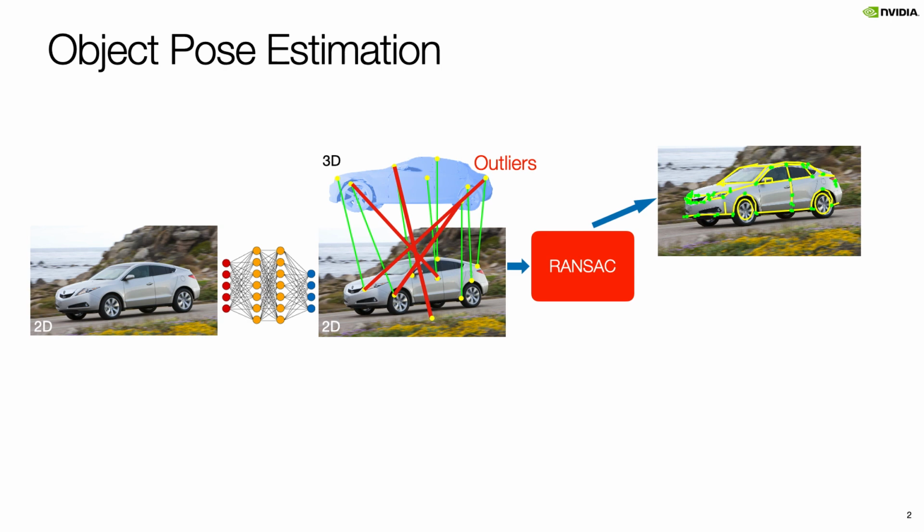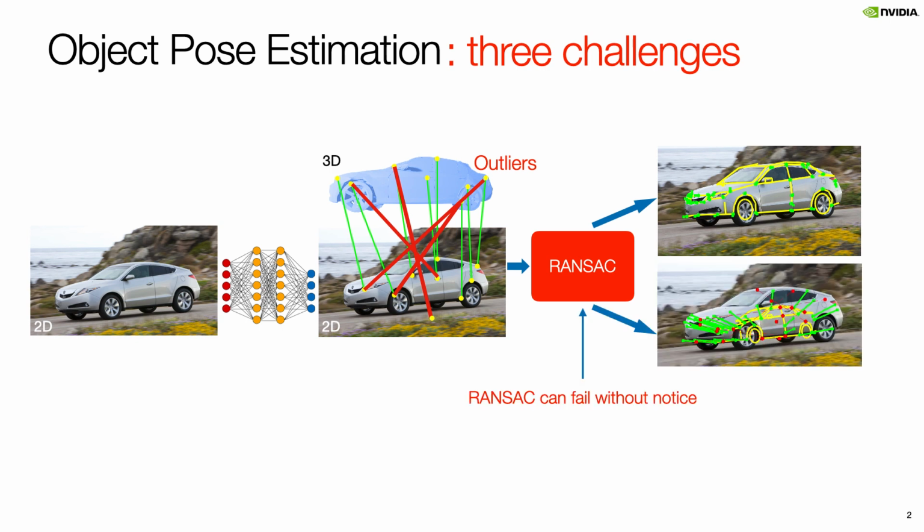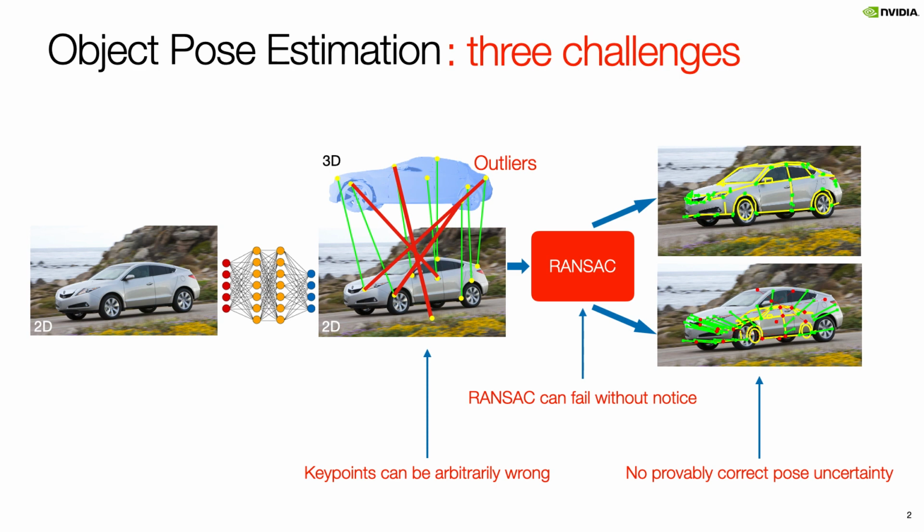So what can possibly go wrong with this two-stage pipeline? We argue that there are three challenges associated with this pipeline. The first challenge is that RANSAC and similar algorithms can fail without giving any notice. The second challenge is that these keypoints can be arbitrarily wrong. And the third challenge is that there is no provably correct pose uncertainty coming from these pose estimation pipelines.